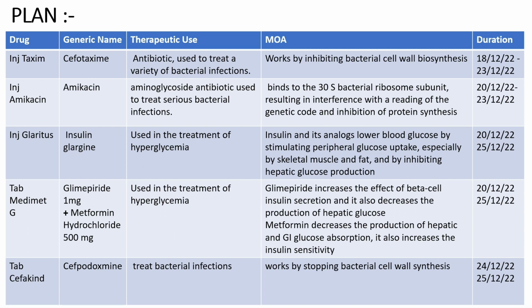And injection amikacin is an aminoglycoside antibiotic used to treat serious bacterial infections. Its mechanism of action is to bind to the 30S bacterial ribosome subunit, resulting in interference with the reading of the genetic code and inhibiting protein synthesis. That is given on the day 22-23.